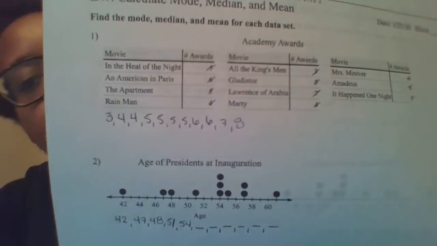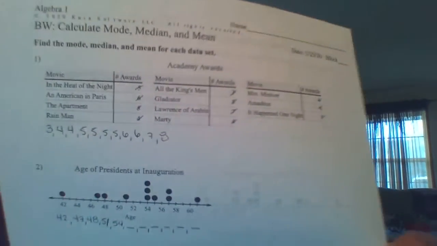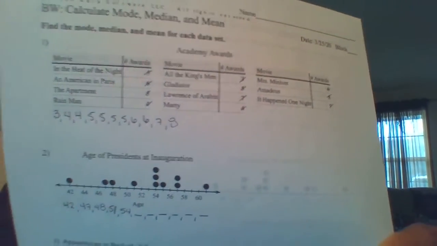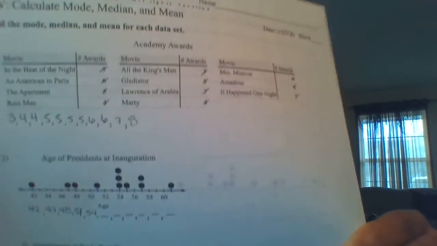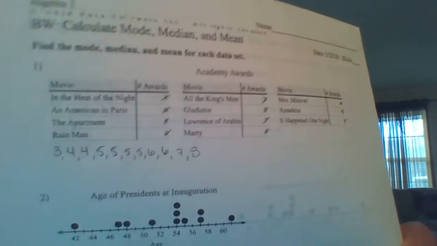So in problem 1, we are given this data set, which represents the Academy Awards that particular movies received in a particular year. It's probably made up, but it's all good. So we're focused on the data values, which are the number of awards. For example, In the Heat of the Night got 5 awards, and An American in Paris got 6 awards, and so on and so forth.